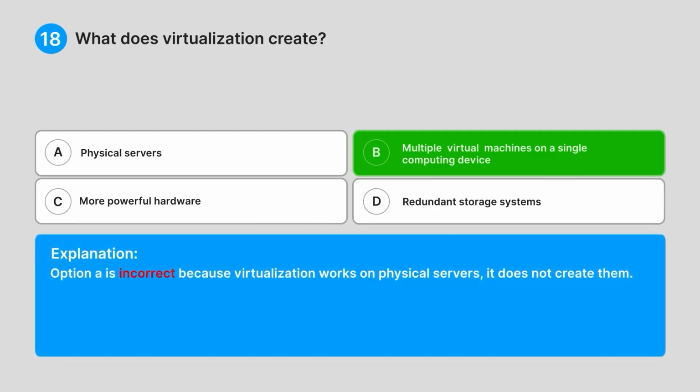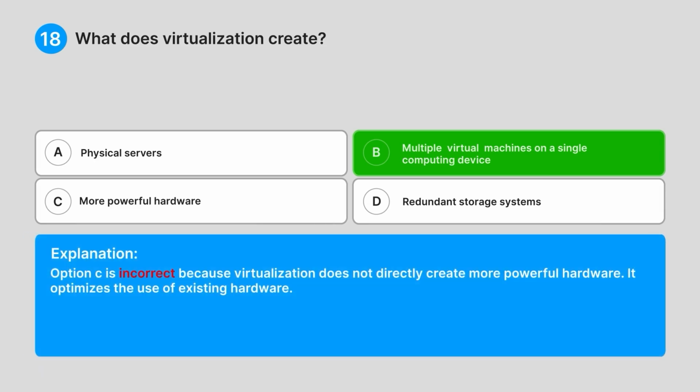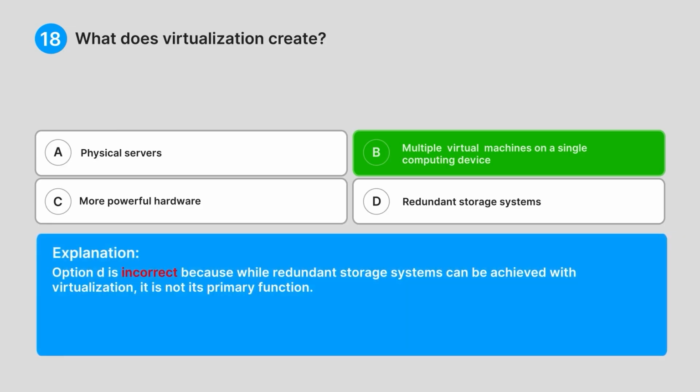Option A is incorrect because virtualization works on physical servers. It does not create them. Option C is incorrect because virtualization does not directly create more powerful hardware. It optimizes the use of existing hardware. Option D is incorrect because while redundant storage systems can be achieved with virtualization, it is not its primary function.